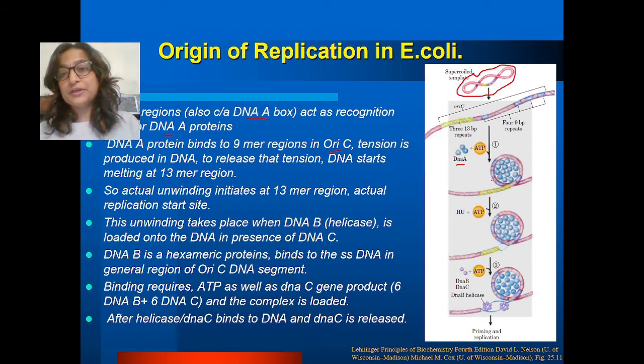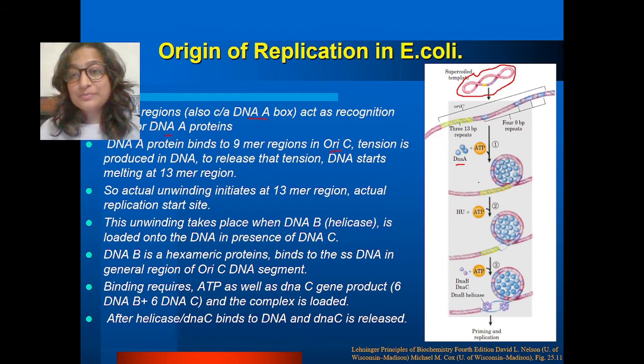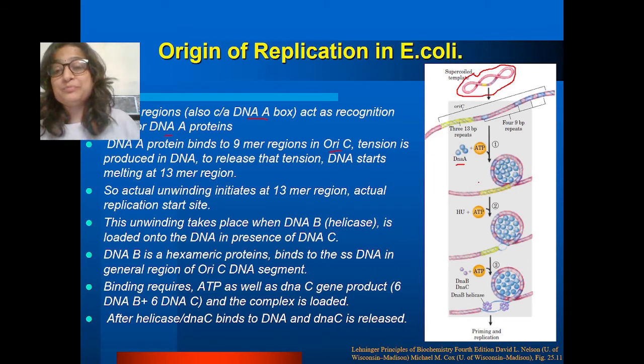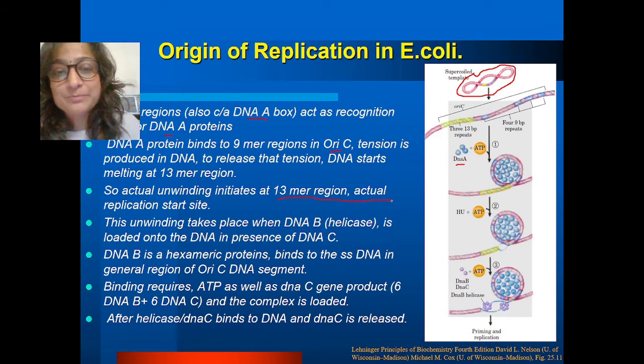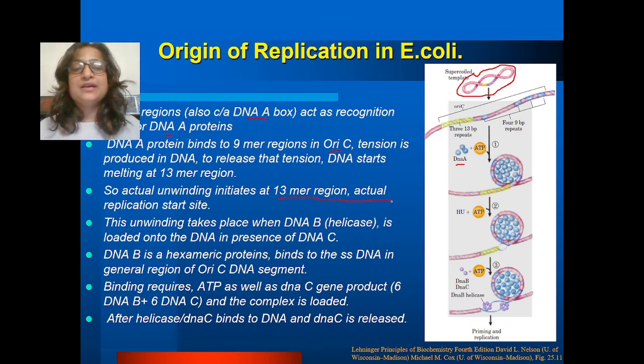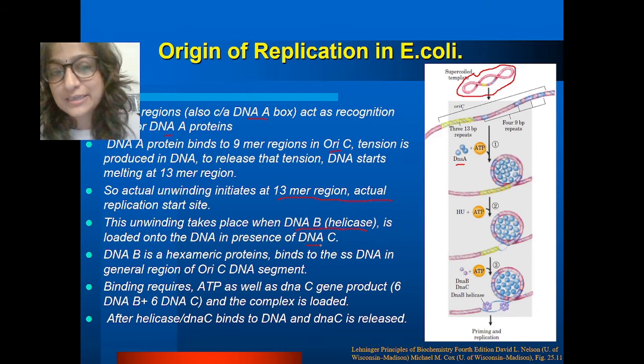See, this is the point to remember. The actual binding is taking place at the 9-mer region, but binding of DnaA to the 9-mer region is producing a tension, and to release that tension, DNA starts melting from the 13-mer region. So actually your DNA starts melting from 13-mer, not from 9-mer. So it is the actual replication start site, the 13-mer region. And the unwinding takes place when DnaB helicase is loaded onto the DNA in presence of DnaC.